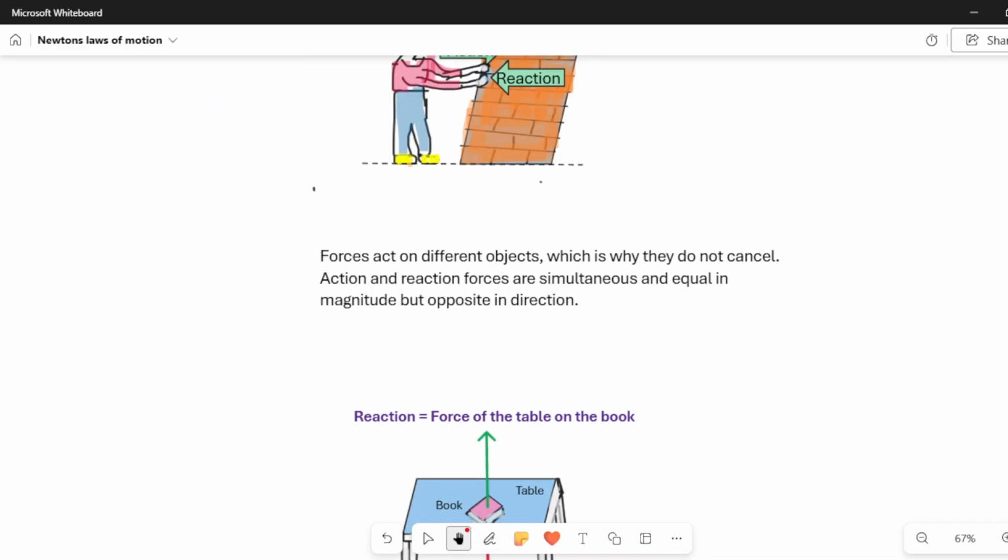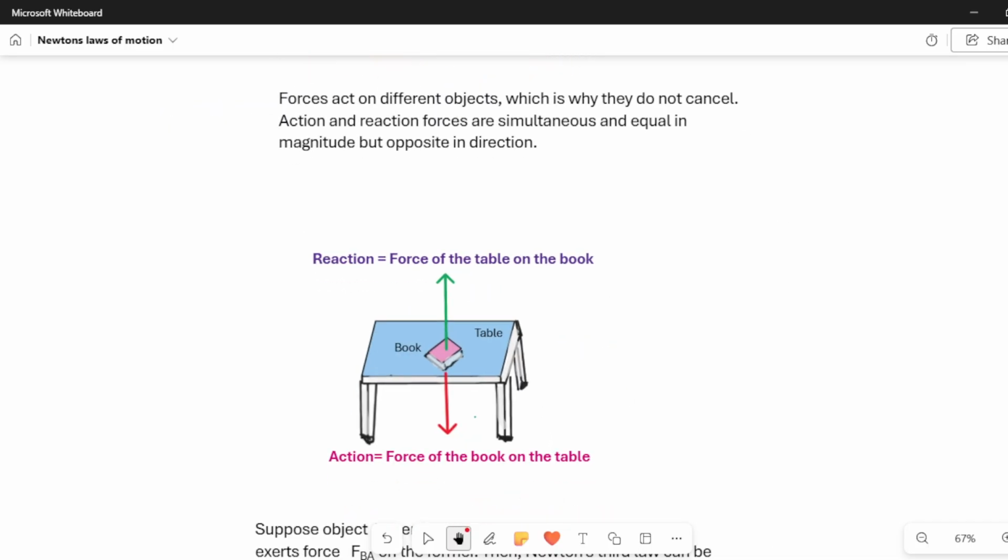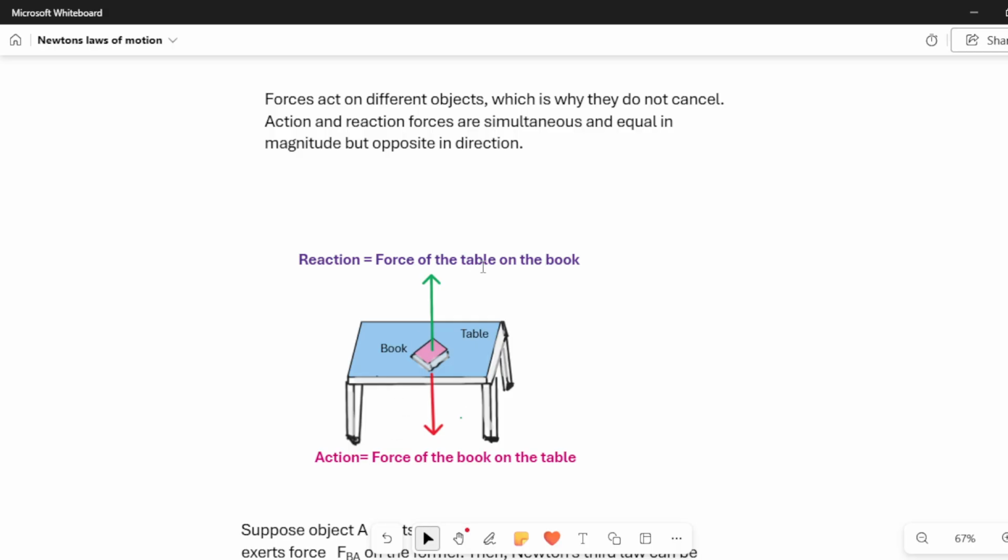Let us see another example. Here we have a table and a book, and now I'm placing the book on the table. So what force is acting? The book is exerting a force on the table, which is the action, and in turn the table is exerting a force back on the book, which is the reaction. Now you can see both are acting in opposite directions, so you might think they will cancel each other and there will not be any force.